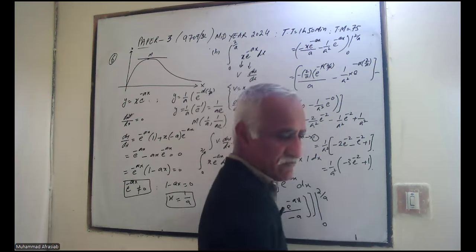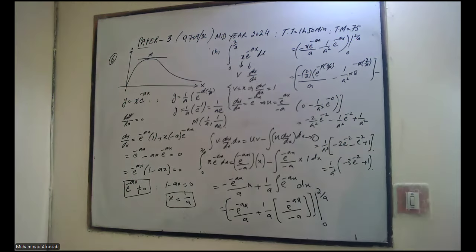So it is like this, and if you take the LCM as e square, then it is e square minus 3 over a square e square. So this is the final answer of the integration of x into e power minus a x with the limits from 0 to 2 over a.